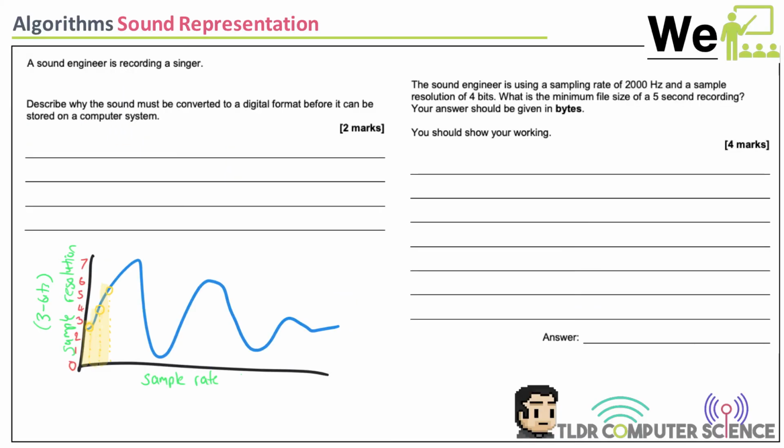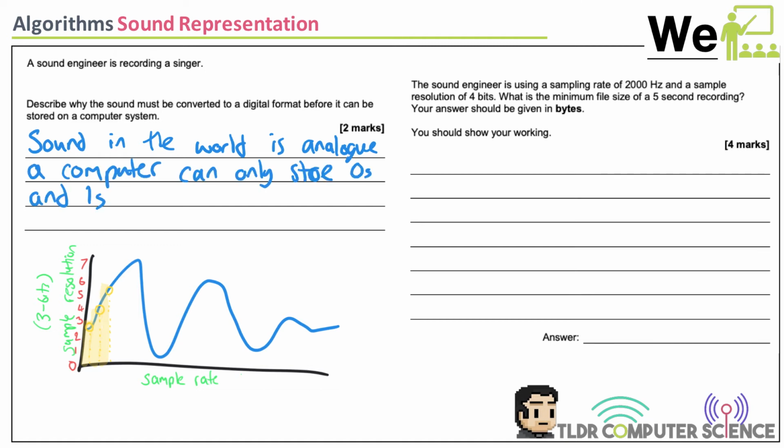Yes, Ayo. Let's have a read of this question. Describe why the sound must be converted to a digital format before it can be stored on a computer system. So maybe first of all say that sound in the real world is analog. A computer only understands zeros and ones. Therefore, we need to... What was the process when you're recording the wave? What was it called? Sample. Potentially, you could expand it a little bit and even talk about things such as sample resolution and sample rate.